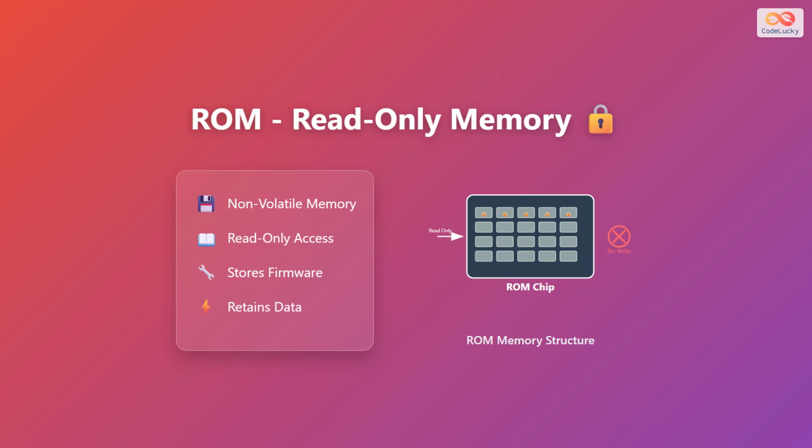Now let's explore ROM, which stands for read-only memory. ROM is a type of non-volatile memory, meaning it retains its data even when the power is off. Unlike RAM, ROM is primarily read-only, meaning data is typically written to it once and then only read from. ROM is commonly used to store firmware, which are essential instructions for starting and operating a device. Because ROM retains data without power, it's ideal for storing critical system information.